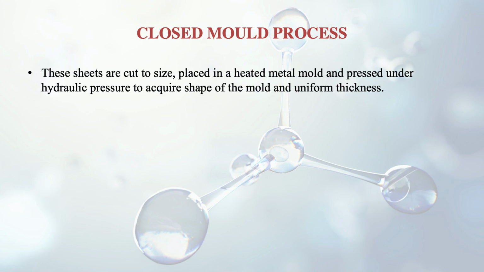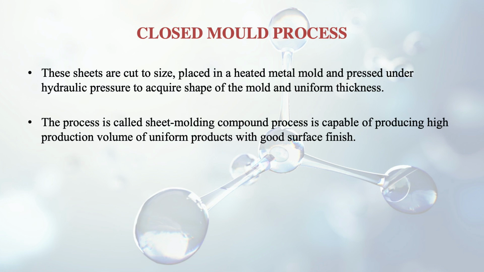So that is called the maturation time, and for that purpose they are placed in a special room for 1 to 4 days. And then they are cut to size, placed in a heated metal mold, and pressed under hydraulic pressure to acquire shape of the mold and uniform thickness. So according to our need, this process is done. They are heated and placed in a mold of a certain shape to produce that shape, and hydraulic pressure is also applied, and further we get uniform thickness.